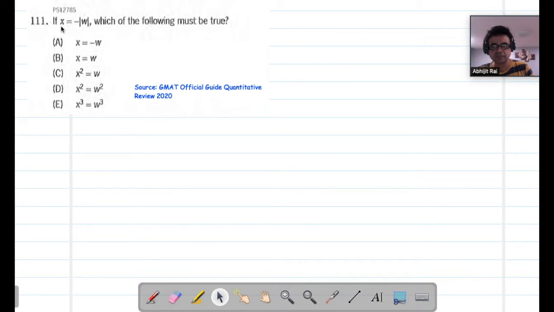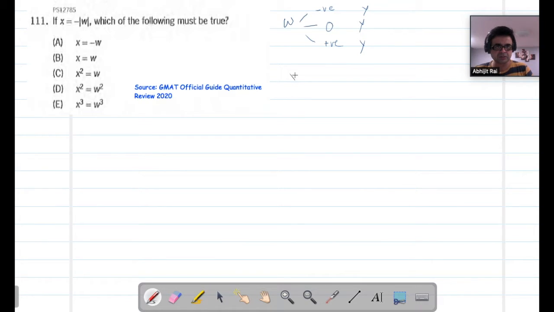It's given that x equals negative of modulus of w. So let's look at w first and understand what is given. Can it be negative? Yes. Can it be 0? Yes. Can it be positive? Yes. Nothing is given about w. We can't assume anything, so we have to assume all three possibilities.